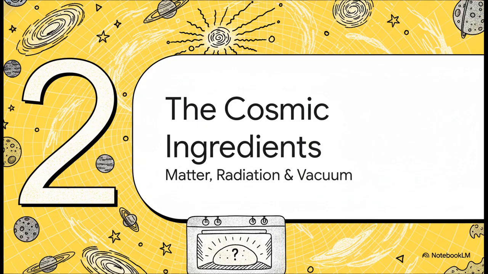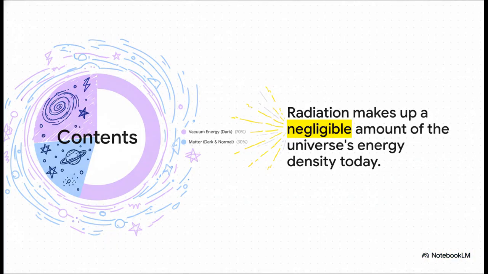So let's move on to the next part of our recipe. We've got the oven and the baking instructions, but what are the actual ingredients we're putting in this cosmic dough? It seems our universe is made of three main things. First, there's matter. That's us, stars, galaxies, plus a whole lot of mysterious dark matter. Then there's radiation, like light. And finally, the biggest piece of the pie, a strange vacuum energy, which we now call dark energy.